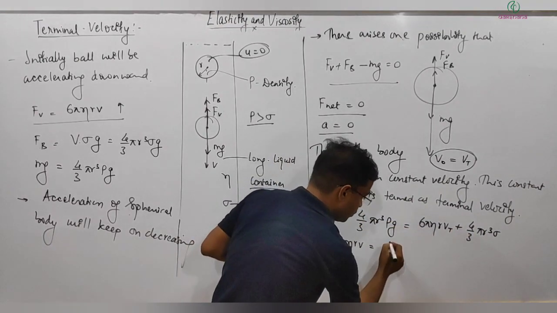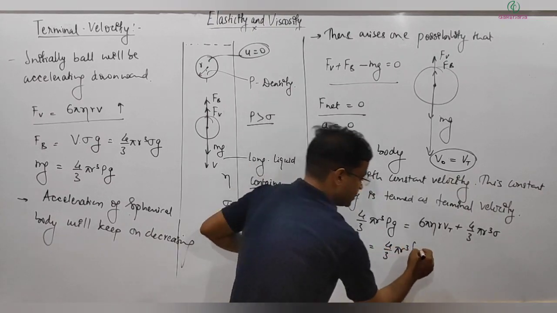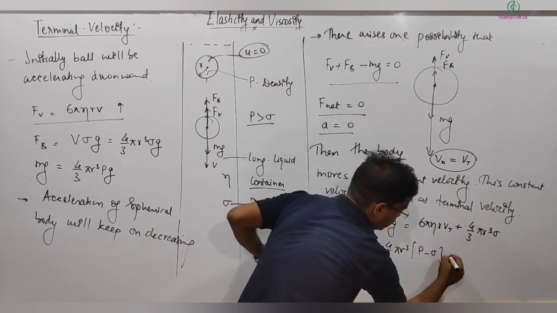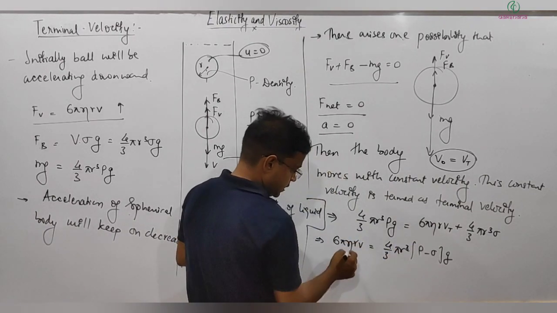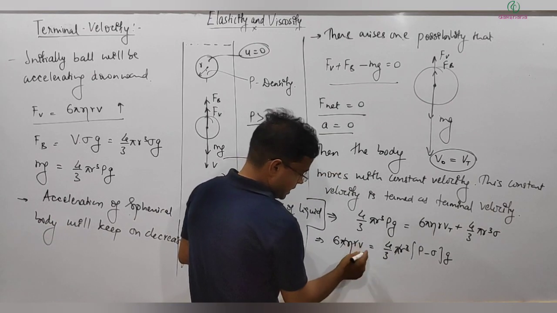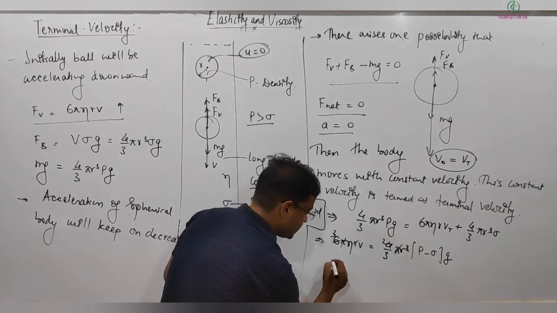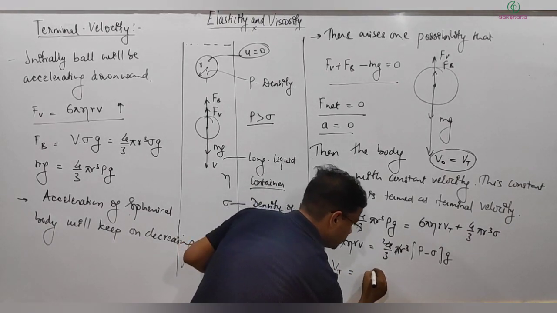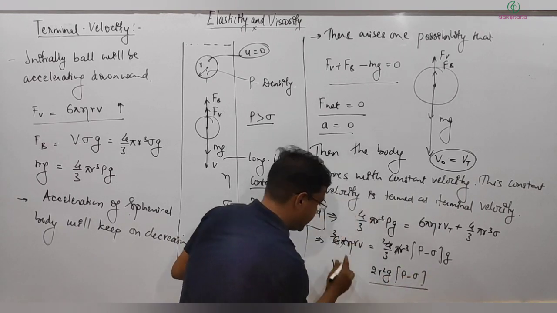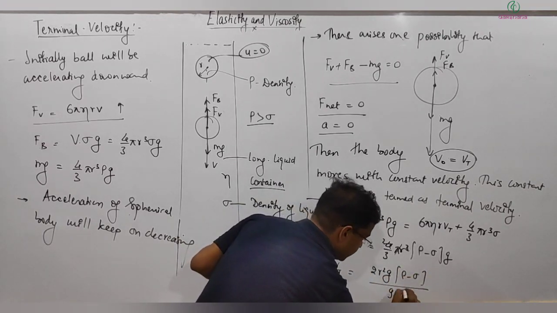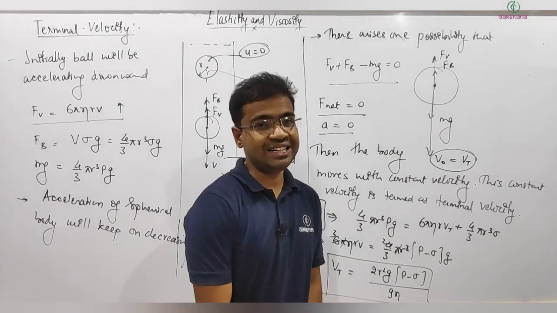So then I'm taking 4 by 3 pi r cube common, then it will be rho minus sigma multiplied by g, and then one r gets cancelled, so it will be r square. Pi gets cancelled, and so it will be 3, it will be 2. Just rearranging, v terminal is coming out to be 2 r square into g, rho minus sigma, divided by 9 eta. This is the final expression for terminal velocity.